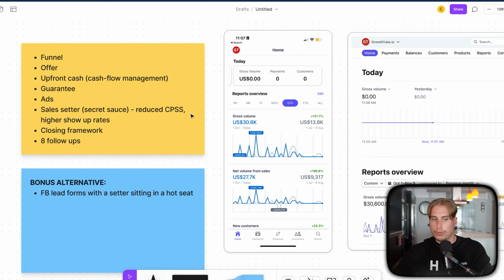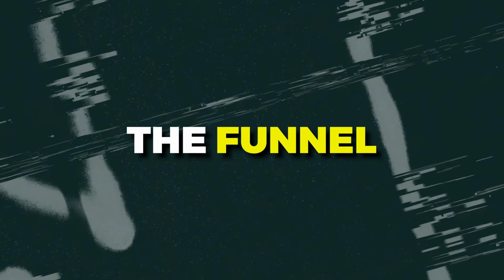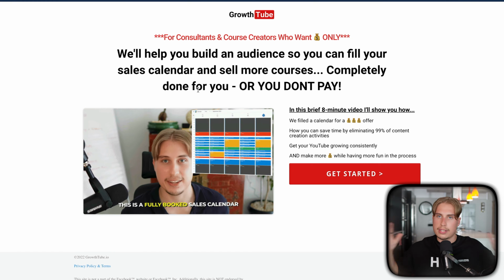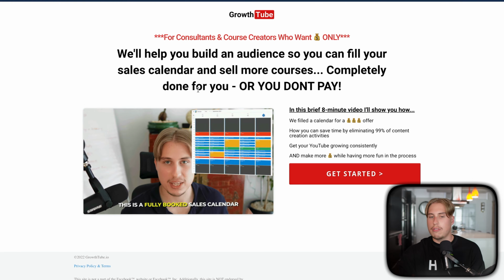So there's social proof. That's the agencies. Let us start with the actual funnel. So the funnel itself was quite simple. So it's pretty much ads to funnel and then to sales call, right? That's how the process worked. So it was a very, very simple funnel.